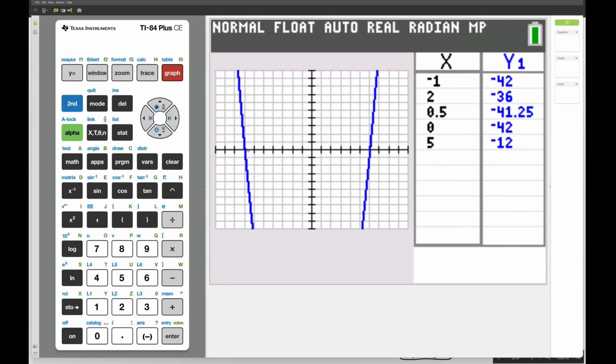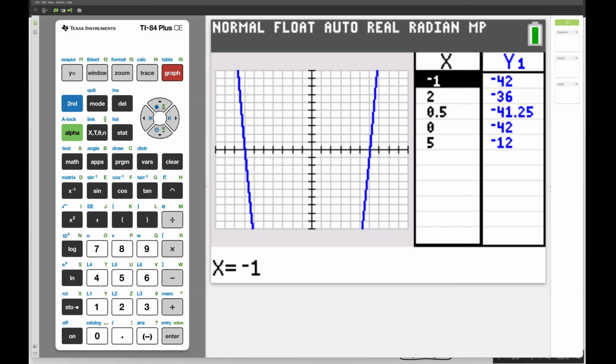Another thing I could do to check my answers is go to my table by pressing second graph, and I could plug in negative 7, and I could plug in 6. And as you see, that gives you a y value of 0. So I can visually see that my answers are correct, and I can also go to the table and see that my answers are also correct. So I have two ways of checking myself.